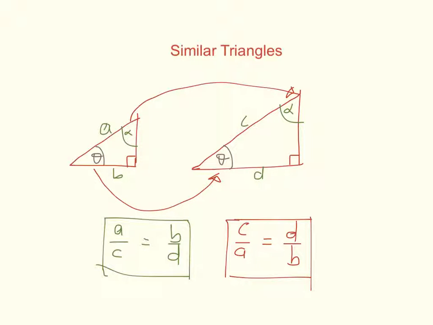So as I was saying, if triangles are similar, then these ratios are true. I'll talk a little bit about the ratio of them as well, but let's go and look at an example.